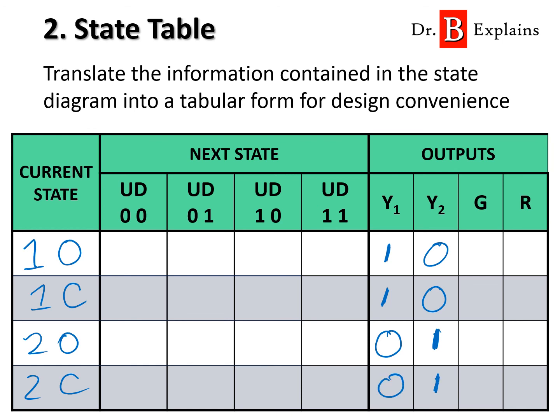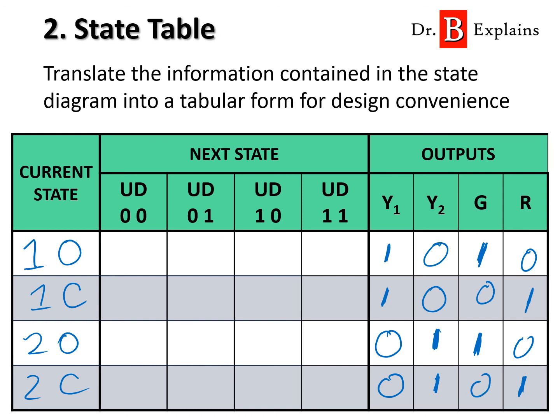Now for the green and the red. The green means that the door is open. So if the door is open, I turn on the green LED. If the door is closed, I turn on the red LED. And so that's it with our outputs.